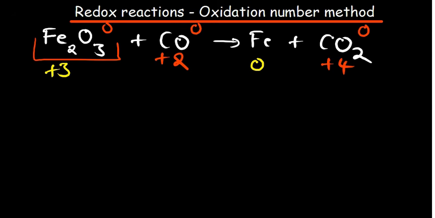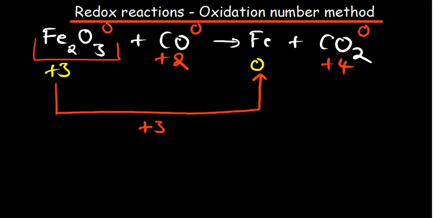What do we do? Let's try to observe the changes in oxidation state. I'll start by observing iron. We're moving from +3 to 0. What's the change? The change is 3. The other observation we can make is from 2 to 4. What's the change? 2 to 4, the difference is what? A 2. So that's our change.